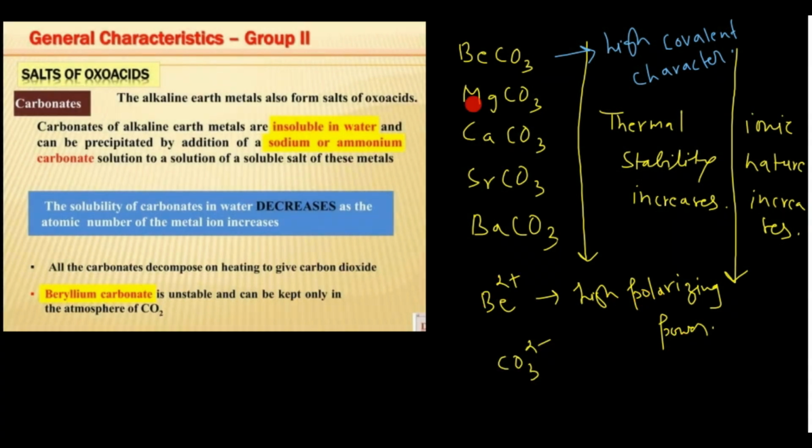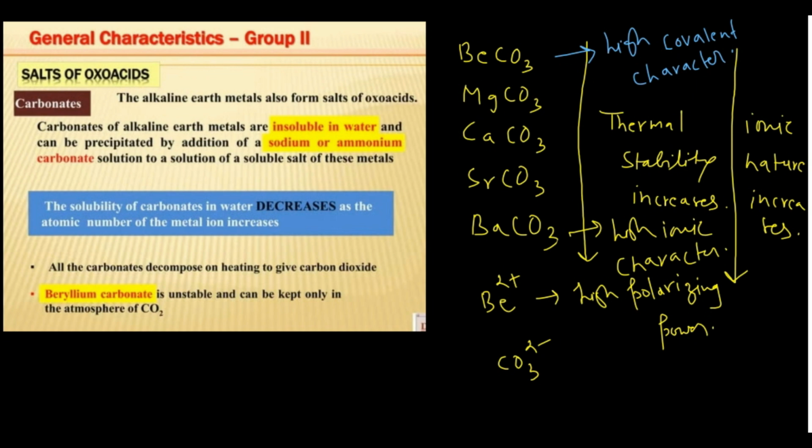So for magnesium, calcium, beryllium, as we go down the group, say for example if I take barium, this barium has very low polarization power. That means it cannot polarize the electron cloud of the carbonate ion much, so it will have very little covalent character. That means it will have high ionic character, very high ionic character, and you know ionic compounds are more thermally stable than covalent compounds. That's why when we move down the group, thermal stability increases.